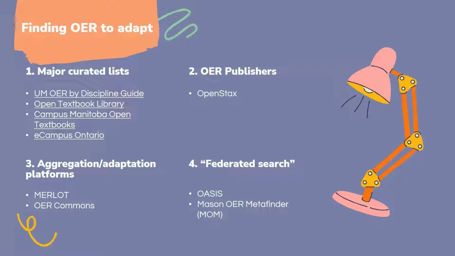One of them is one we've created here at the university called the OER by Discipline Guide. From there, if I'm not finding anything, I like to go into the Open Textbook Library, and then the Campus Manitoba Open Textbook Collection and eCampus Ontario's Open Textbook Collection. They're similar, there's a lot of overlap, but they also have some unique content. Those are the major curated lists that I like to consult when I'm looking for material to adapt.